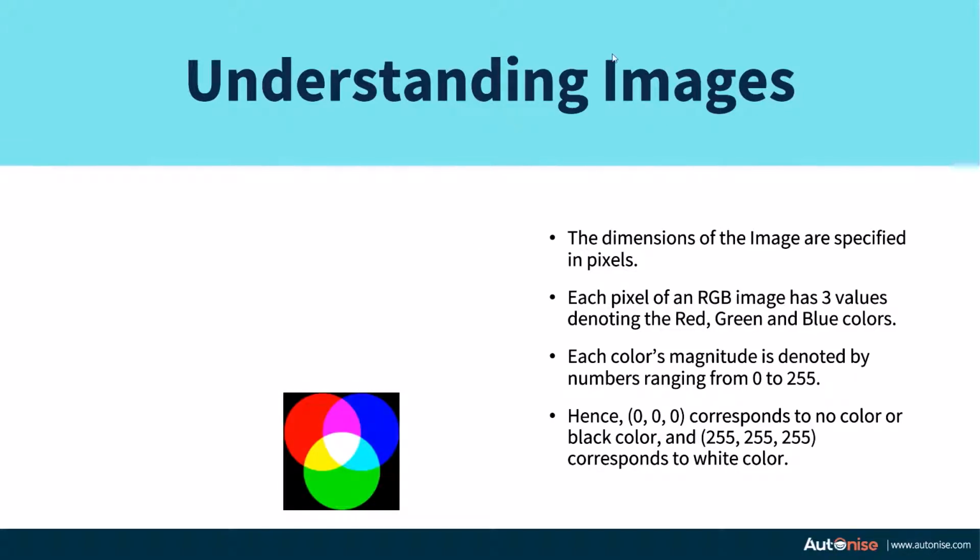So let's start by understanding images. You must have learned in your primary school that if you mix some colors, you'll get different kinds of colors. So if you mix red and green, you get yellow. If you mix red and blue, as you can see over here, you get some pinkish color. If you mix all of these three colors, red, green, and blue, then you'll get the color white.